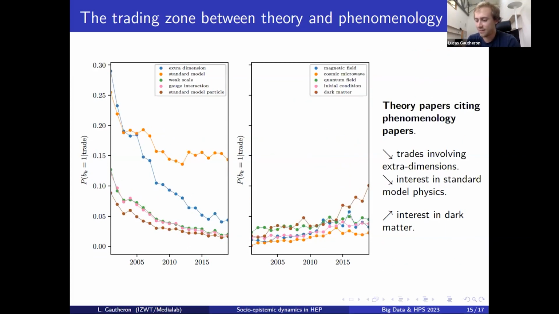Now turning to trade in the opposite direction, theoretical papers citing phenomenological papers, what we see is again a dramatic decline in trade involving extra dimensions, and second, a declining interest in stellar model physics. Finally, on the right, we see again an increasing interest in dark matter.